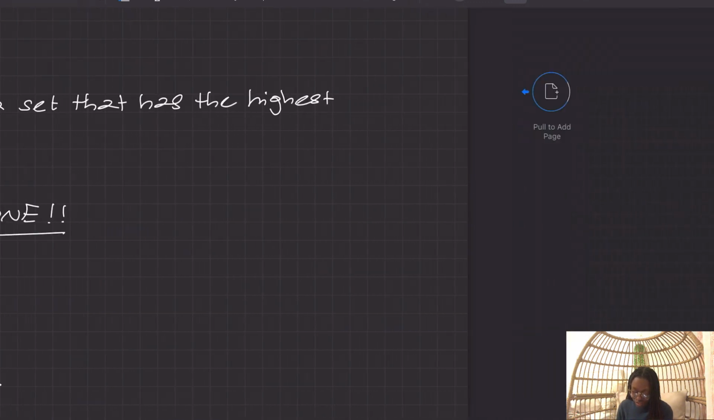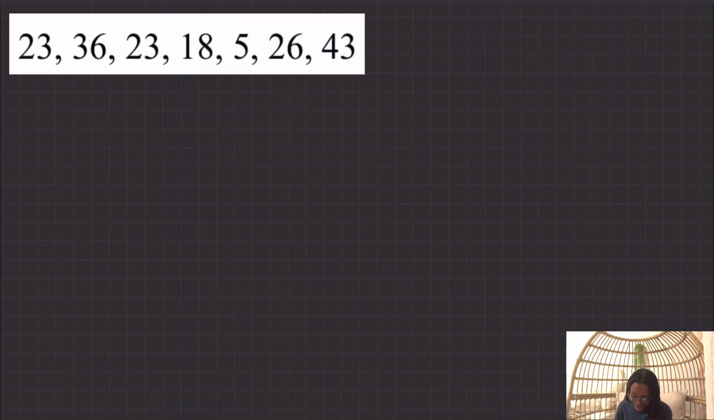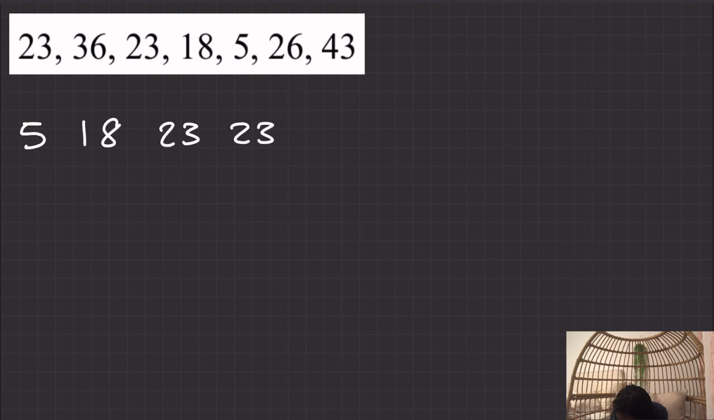Okay, using the same numbers from the mean question, let's find our median and our mode. So to find the median, we need to first put all the numbers in order. So I order the numbers from lowest to greatest. So I start with 5, then I have 18, then I have 23, then 23, then 26, then 36, and then 43. And then I slowly count off the numbers from either end until I close in on the middle. 43, 5, 36, 18, 26, 23, and our median is 23.